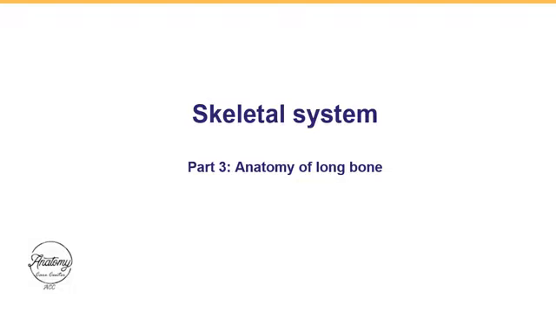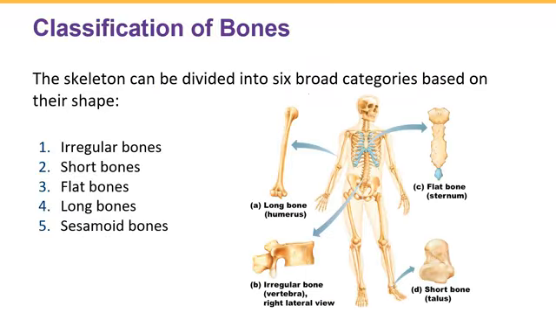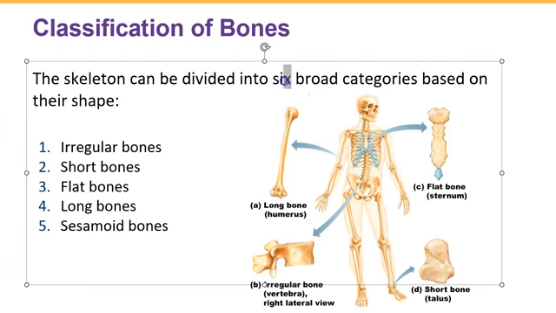In this short video, we're going to talk about the classification of bones and specifically the anatomy of a long bone. So bones come in different shapes and sizes depending on their functions. If they are supporting our weight, if they are allowing movement, if they are for protection. So based on their shape, we are going to divide them into these 5 categories.